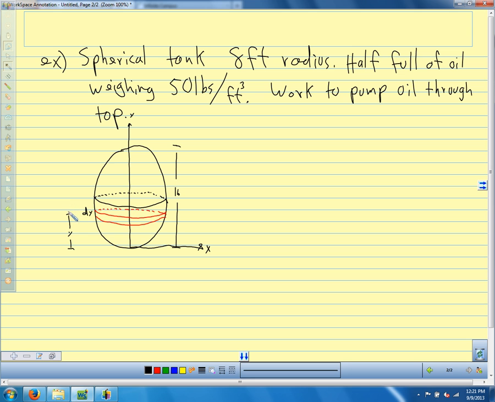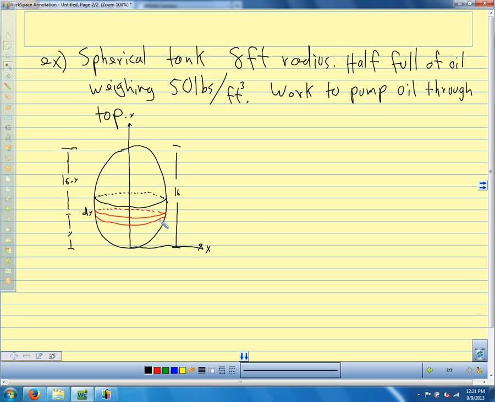And we're pumping it out through the top. So this slab is going to be pumped a distance 16 minus y. So at the surface of the oil in the center of the tank, y equals 8. 16 minus 8 is 8. So this little slab that's at the surface of the oil is going to be pumped 8 feet. And at the bottom, where y equals 0, this tiny little piece that's sitting right here at the bottom of the tank is going to be pumped the entire 16 feet over the top. That's how I check to make sure I've set everything up correctly.